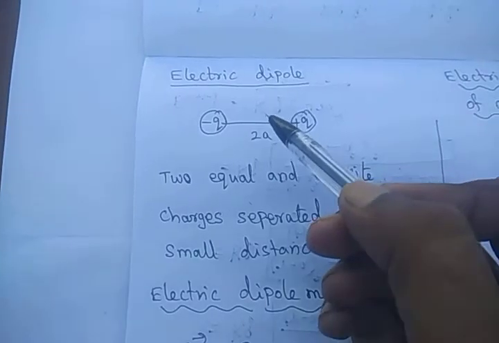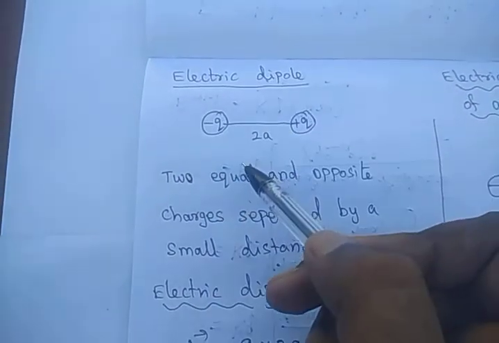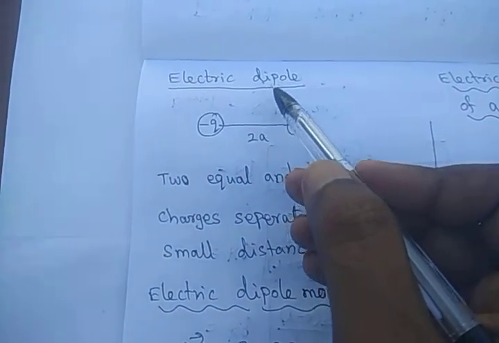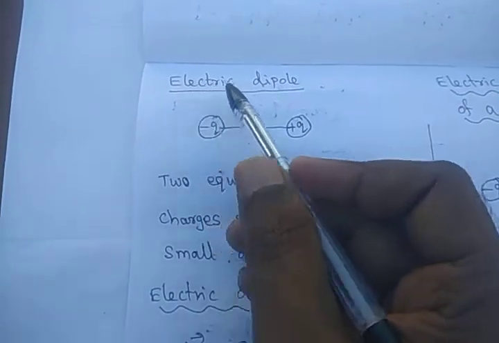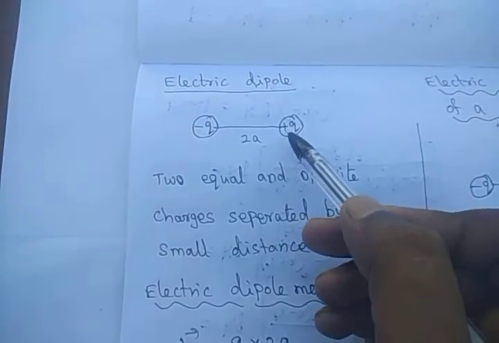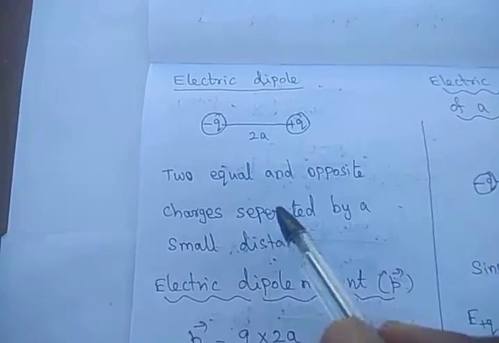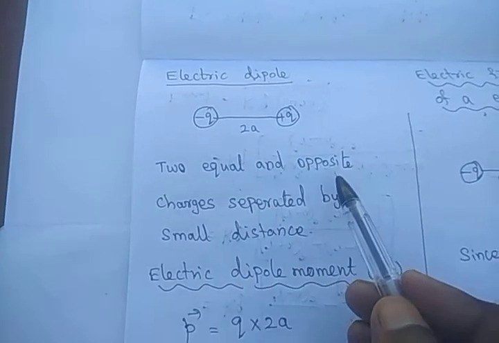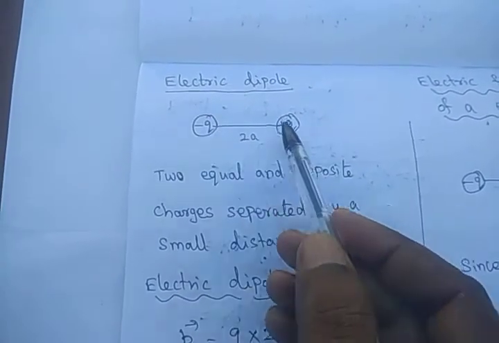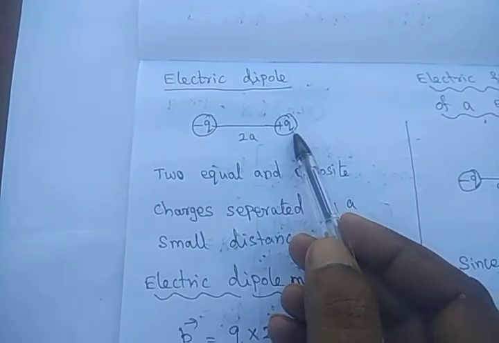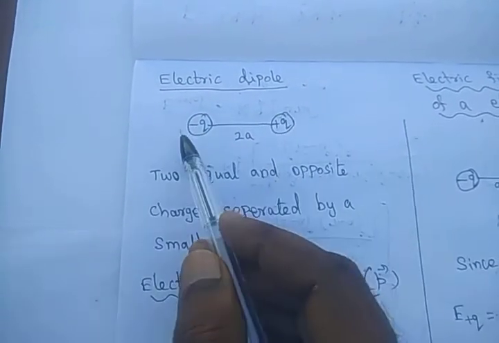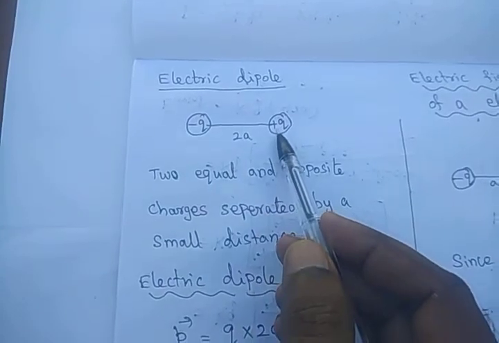Dear students, in this session we are going to see about electric dipole. Di means two, pole means end. When two electric charges are placed at the ends, it is called an electric dipole. That is, two equal and opposite charges. The magnitude of the two charges will be equal, but the nature of the charge is opposite. This is minus charge, this is plus charge.